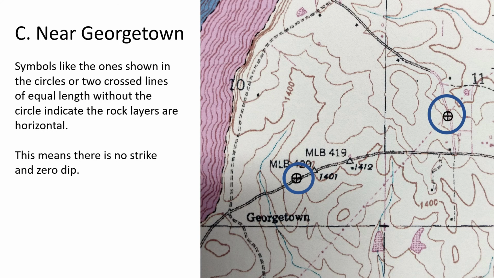The last location near Georgetown is an easy one. You can see two crossed lines inside of circles on the map. These indicate the rock layers are horizontal. This means there is no strike or dip.